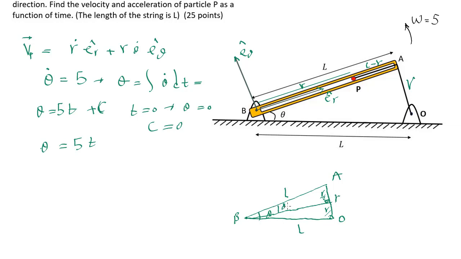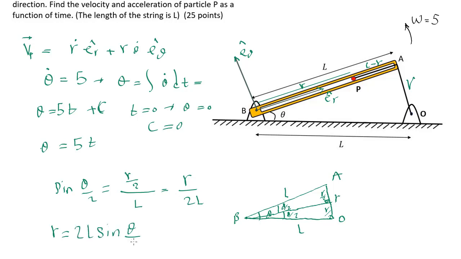So this is going to be theta over 2, theta over 2. We can write down that sine theta over 2 is equal to this side over this side. So that is going to be R over 2 over L. So this is going to be R over 2L. So here we can just find out that R is equal to 2L sine theta over 2. So now we have R just based on L, the geometry, and also theta.